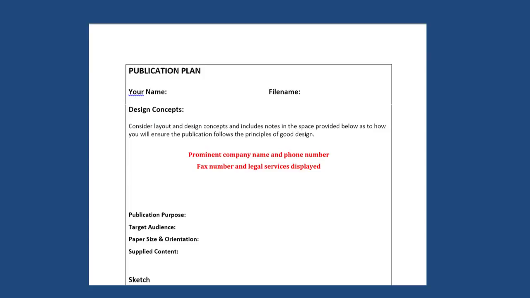This is how your publication plan might start to take shape. You'll have your name at the top and the file name of the document. And then the items that we just discussed on the previous slides, I've put them in red so that you can see where they should go: the prominent company name and phone number, fax number and legal services displayed.